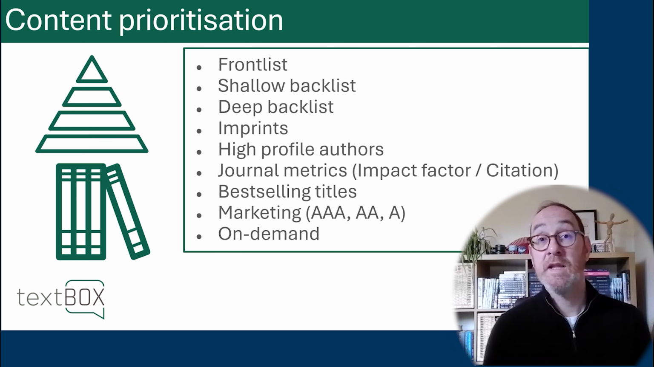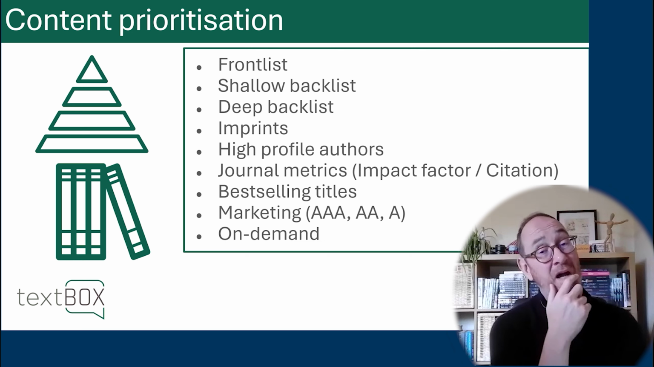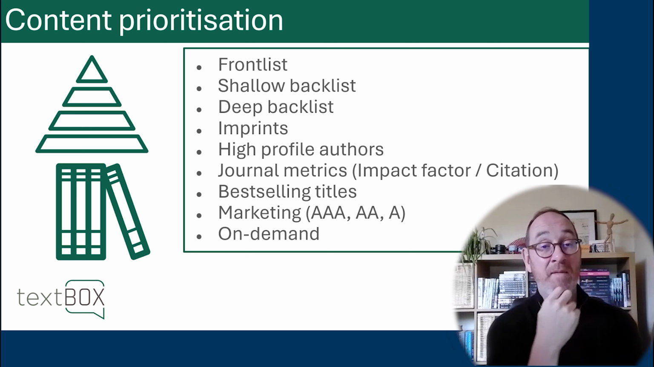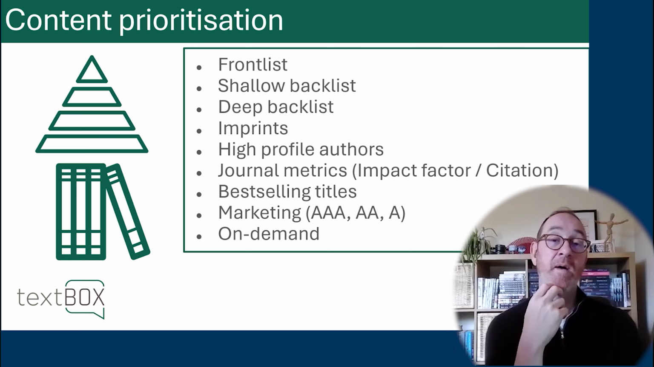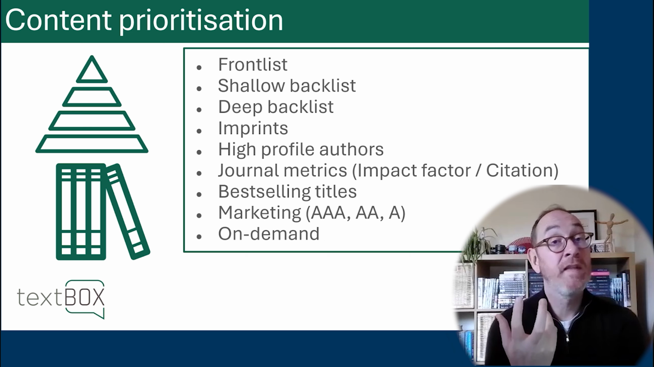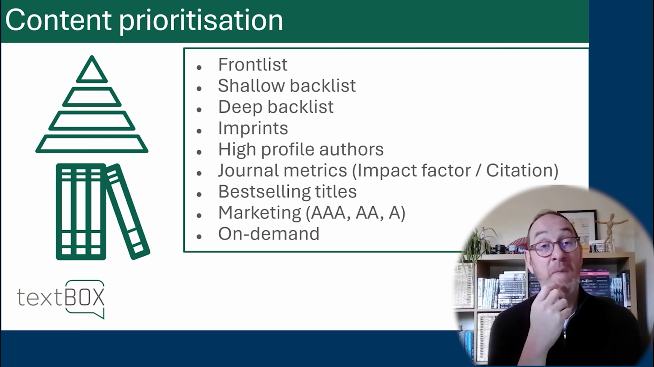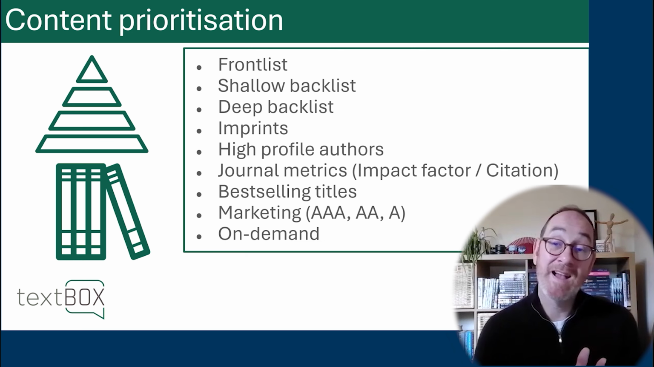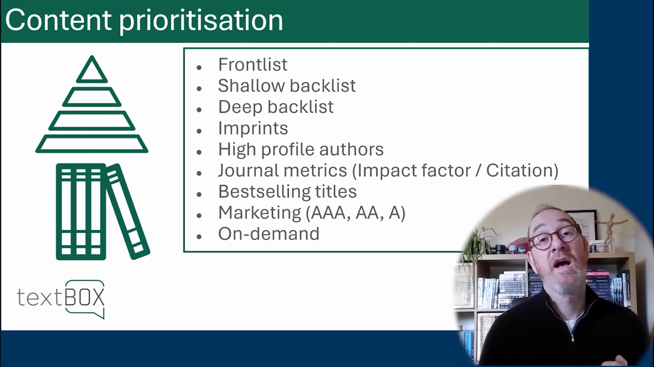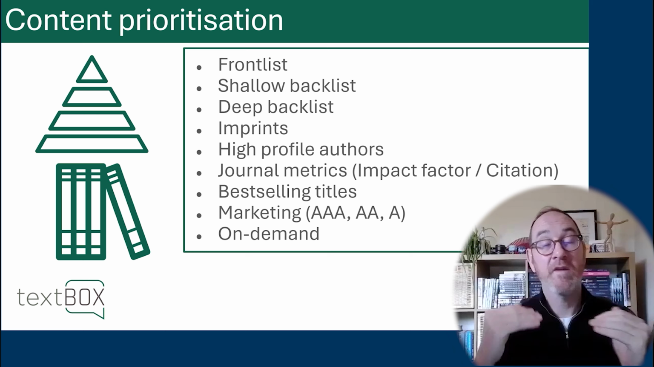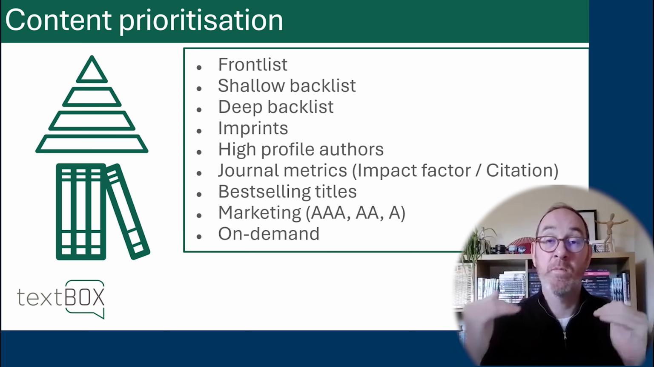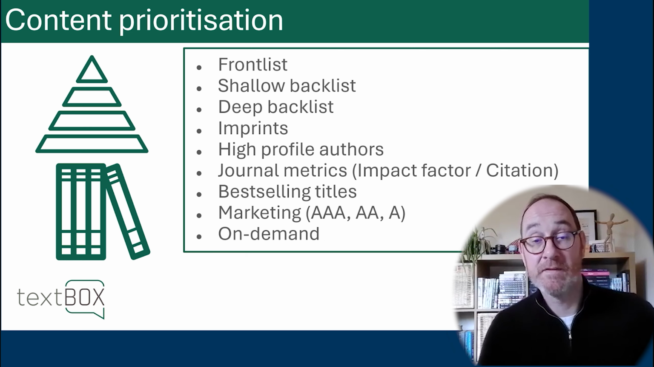Journals are not included in the European Accessibility Act, but I would recommend having a think about journal content, and a way of prioritizing that content is through journal metrics, such as impact factor and citations. So you can actually really filter out the high performing content on your list.